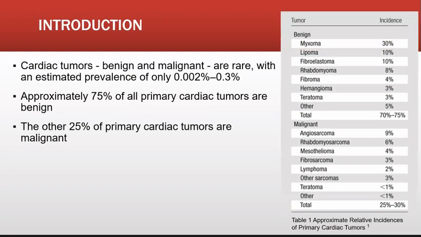Cardiac tumors, benign and malignant, are rare, with an estimated prevalence of only 0.002% to 0.3% at autopsy. Approximately 75% of primary cardiac tumors are benign. The other 25% of cardiac tumors are malignant; 95% of these are sarcomas, and 5% are lymphomas. The table on your right summarizes the incidences of the primary cardiac tumors.